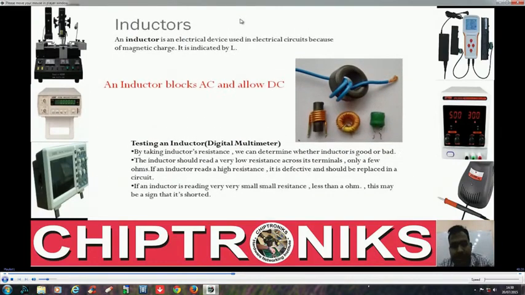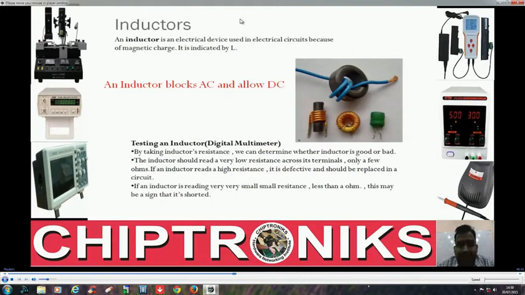Okay, so I think till now we are very much clear with resistance, capacitance, and the process to measure the resistance and to check the capacitance. Alright, so let's go with inductor.